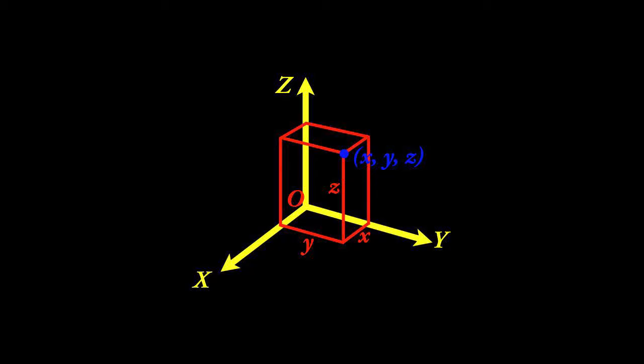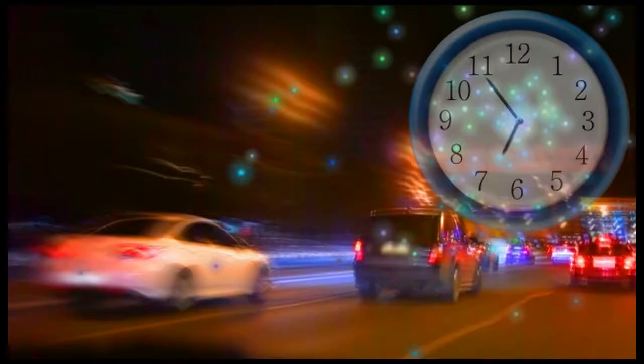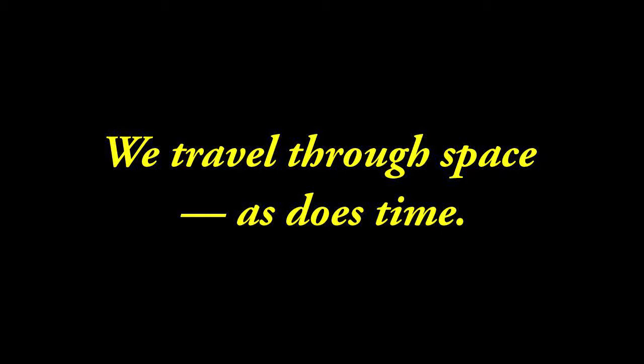Space is a measure of extent. It is a measure of an object's height, width, and length. Time is a measure of motion. Time is used to measure how fast something is moving through space. Space is just three-dimensional. We travel through space, as does time.